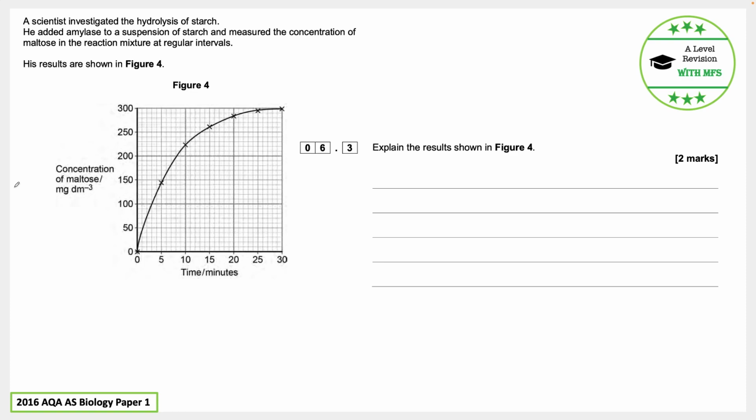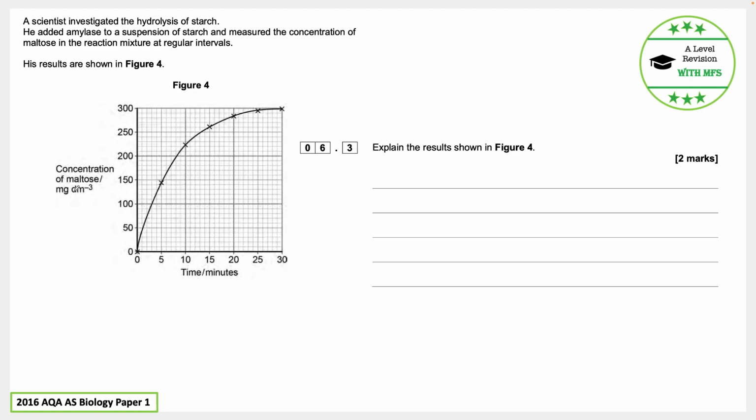Okay, and we just need to explain these results. So what we can conclude from this graph is that as the time increases, the concentration of maltose produced also increases, but at a decreasing rate, because the line starts to level off, and that's what we need to describe. Now remember, amylase is added to a suspension of starch. So starch is present and amylase is added. Amylase is the enzyme.